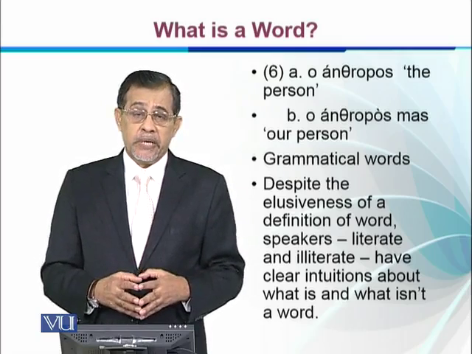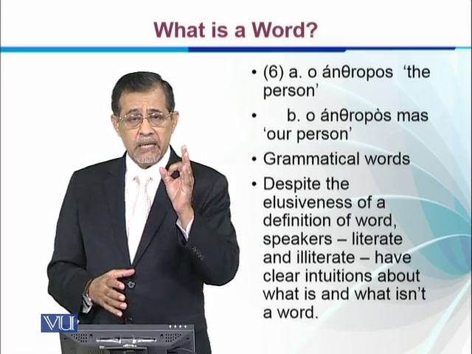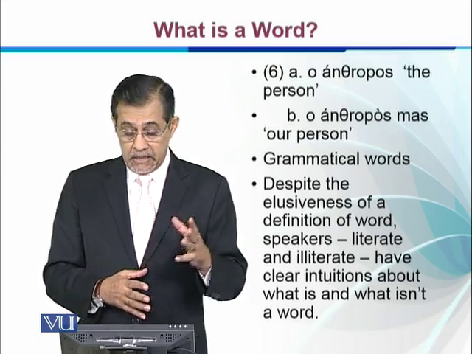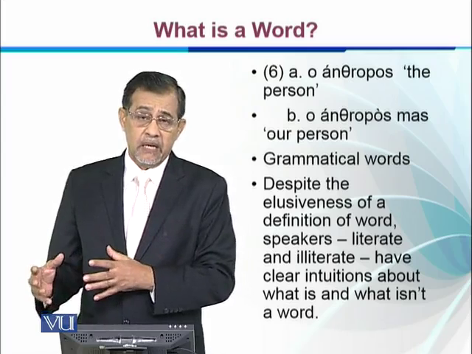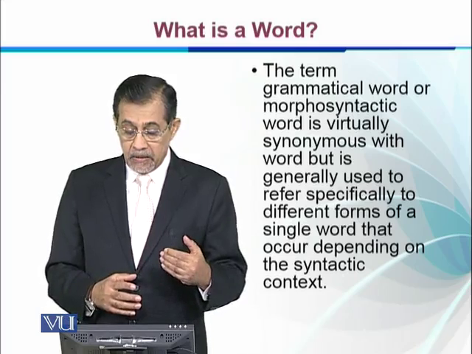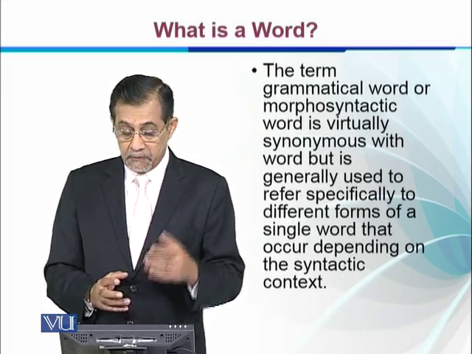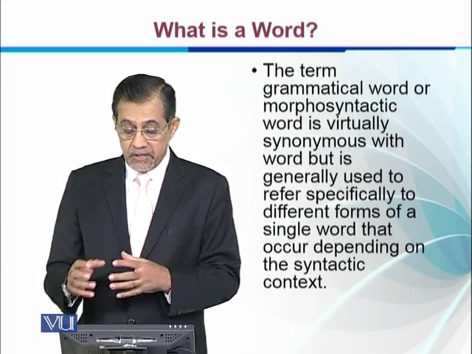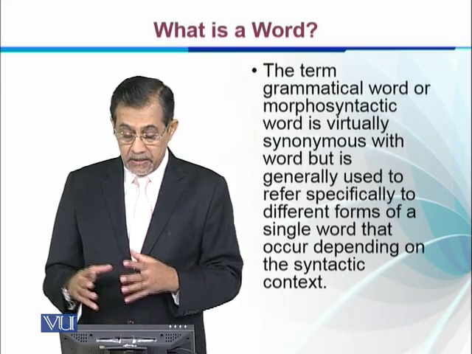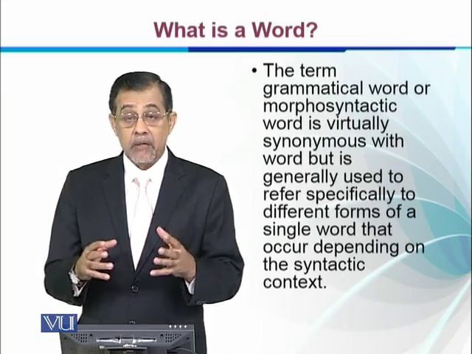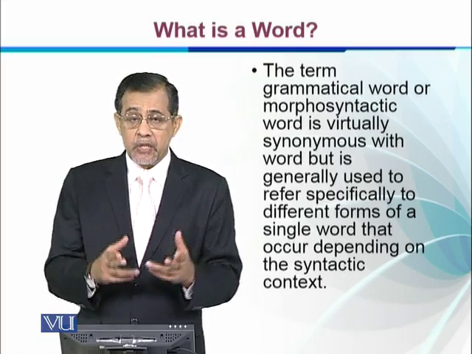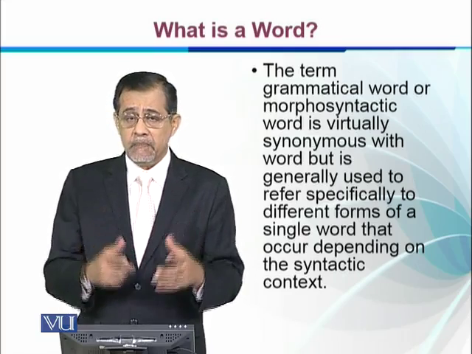But despite all this, we all know that even an illiterate person, not to speak of a literate person, can have a clear understanding about what is a word. The terms grammatical word and morphosyntactic word are virtually synonymous with word, but are generally used to refer specifically to different forms of a single word that occur depending on the syntactic context. For example, rabbit and rabbits. They are two tokens of the same word.